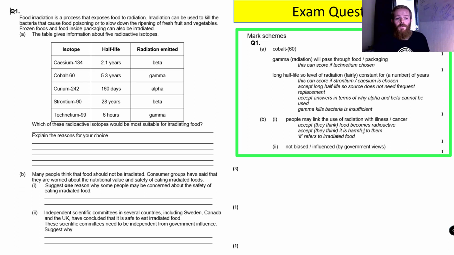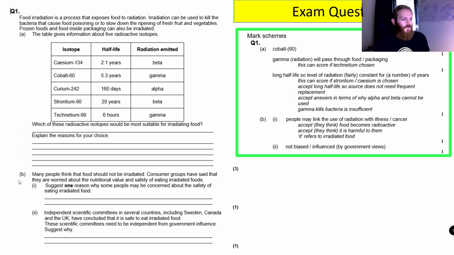There's no cure for idiocy, I'm afraid, so some people might think, because they've got no idea and they've done no research, that if you subject a food to radiation, it is now radioactive and it's going to turn them into the Hulk or something stupid. Another acceptable answer, they might think it's harmful to them, and it refers to irradiated food in that situation. So they might think that if you irradiate food, that makes it more dangerous for you. Again, not reality, but some people might think that.